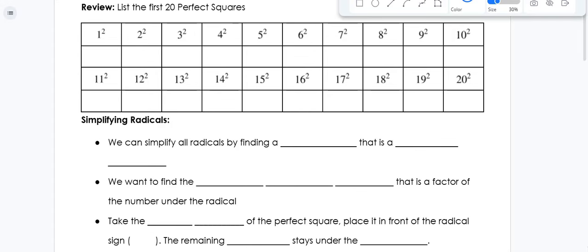Hello and welcome to math. And today we're going to learn how to simplify radicals. Okay, to simplify radicals, we're going to need to know our perfect squares.